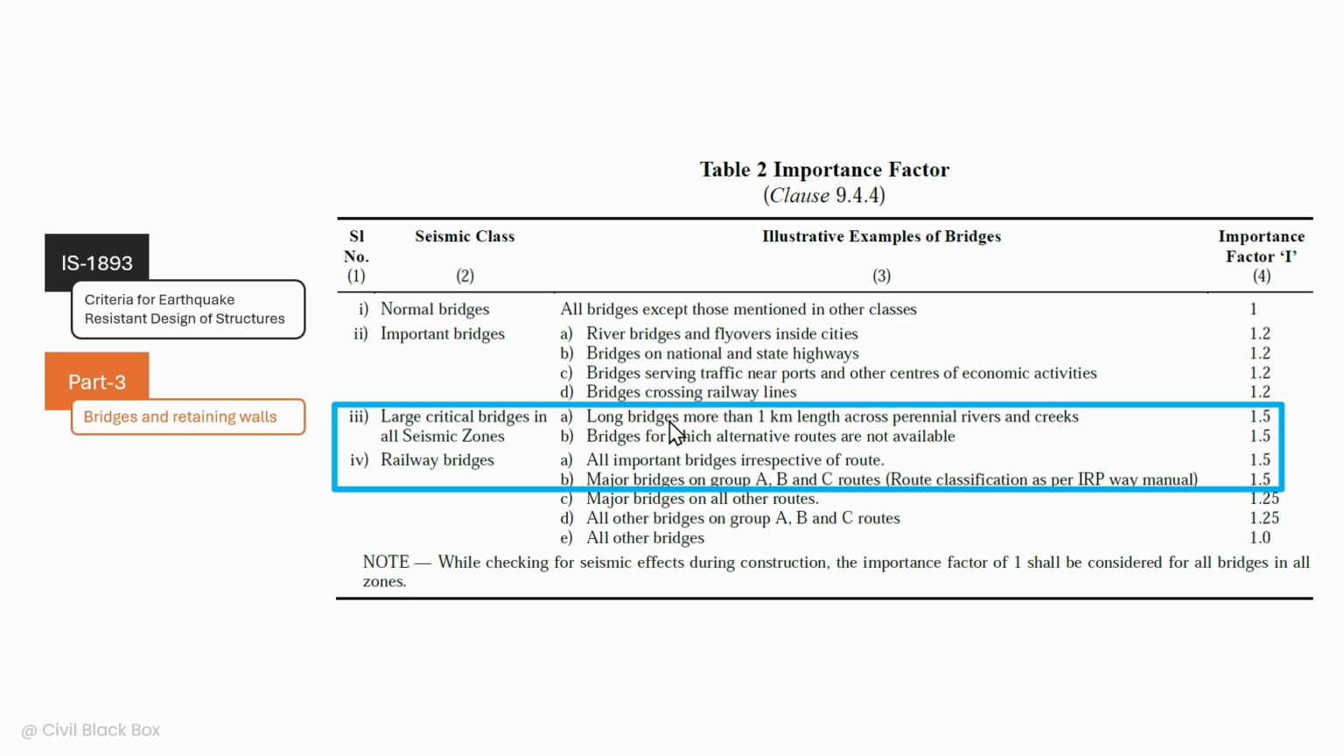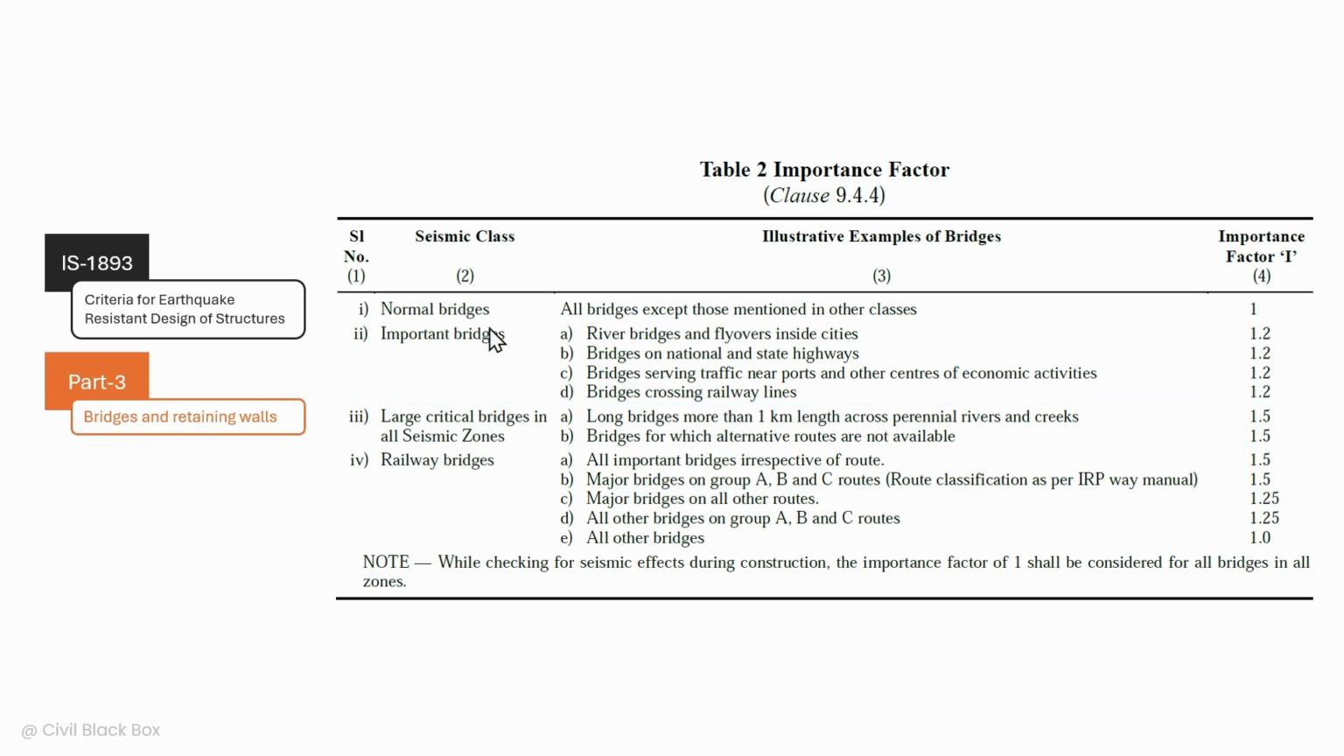So these will be long bridges with more than 1 kilometer length across perennial rivers and creeks, bridges for which alternate routes are not available, all important bridges irrespective of routes. Again, the major bridges on group A, B and C routes. Route classification will be as per the IRC way manual. Again, you have to go through all that. These will be given a value of 1.5. Rest will have different values. So again, if you are designing such structures, it is very important to not be limited by IS 1893 part 1, but rather go through the exact part.